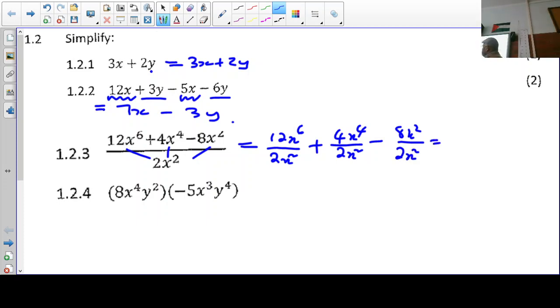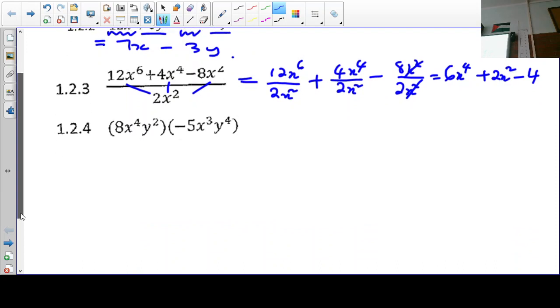So let's simplify. 2 going into 12 how many times? 6 times. X to the power 6 over x squared is x to the power 4. Plus 2 goes into 4 twice. X to the power 4 over x squared is x squared. 2 goes into 8 4 times. So it's negative 4 and the x squared cancels x squared. You all agree with that? Any confusion? No. So let's look at the next one.